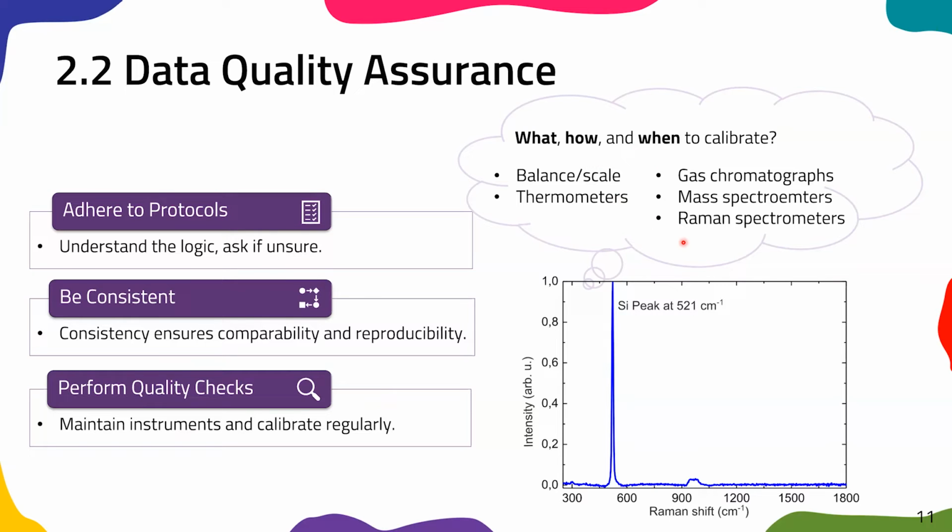For instance, after changing the Raman settings, you need to check if the peak for a standard sample, for instance a silicon peak, is at the same location, the same position, that you're expecting.